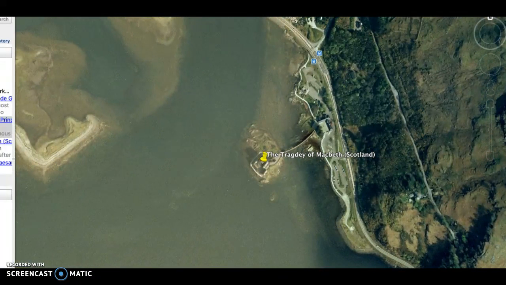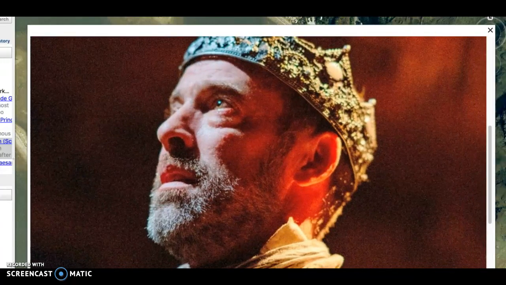Next, we've arrived in Scotland for the tragedy of Macbeth. The tragedy of Macbeth warns against ambition after telling the tale of Macbeth, a Scottish general, after he murders King Duncan to seize the throne and fulfill a prophecy given to him by witches. And this is an image from one of the many stage adaptations of the famous play.